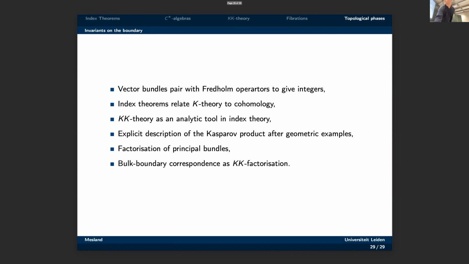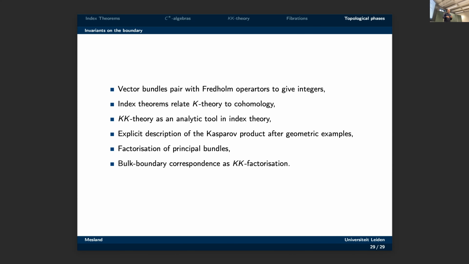So that was probably a bit fast, but let me wrap up. Vector bundles pair with Fredholm operators. This is what gives you index theory. This is really the main philosophy. And the index theorems relate K-theory to cohomology. Then if you want to go non-commutative, you have to forget all your geometry. You have to make everything operator theoretic. When you do that, you get what's called KK theory. And this allows you to do computations in the non-commutative setting.